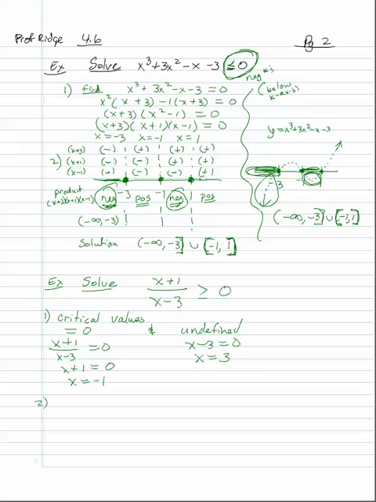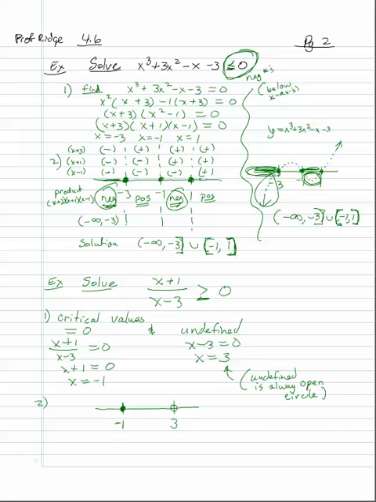So step 2, we're going to make our number line. Now note, when it's undefined, it's always an open circle, no matter what. So even though we got the equal to here, for undefined we're going to put an open circle there. For negative 1, because the equal to is there, we're going to put a closed circle.